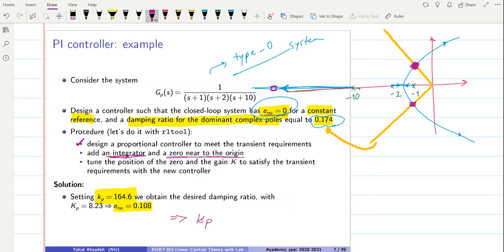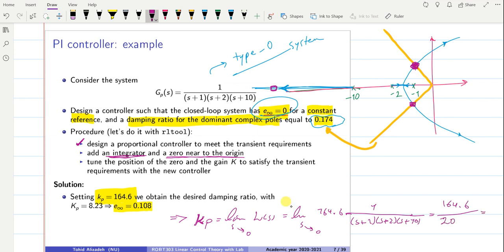So indeed Kp, the error constant, will be equal to the limit of L(s) as s goes towards 0, and this will be equal to the limit of 164.6 times 1 over the denominator of the GP as s goes towards 0, and this will be equal to 164.6 over 20, which is 8.23, and steady state error will be equal to 1 over 1 plus Kp, which is equal to 1 over 1 plus 8.23, and therefore the steady state error will be equal to 0.108.